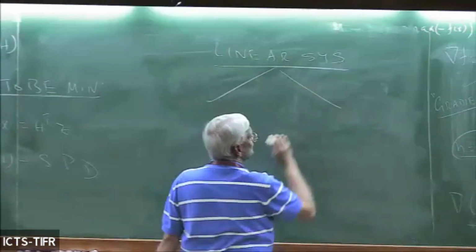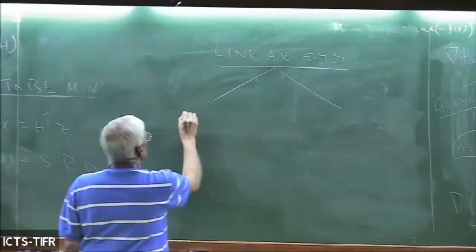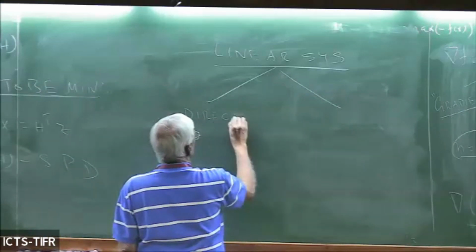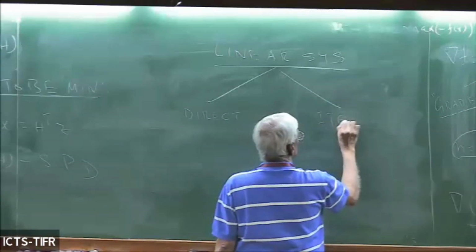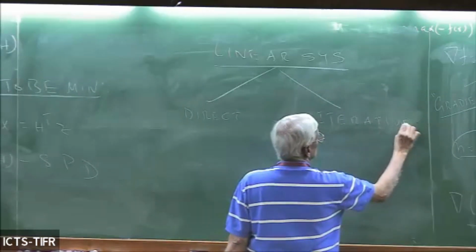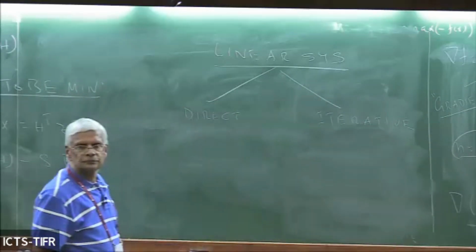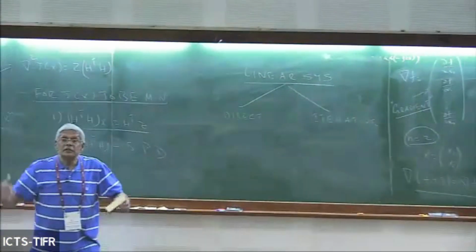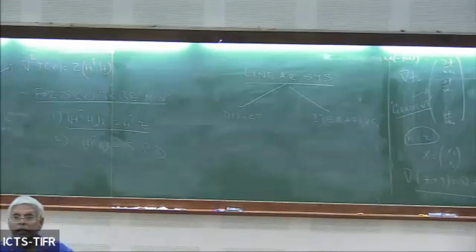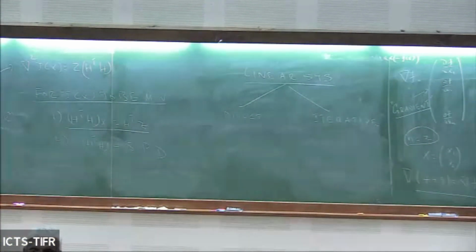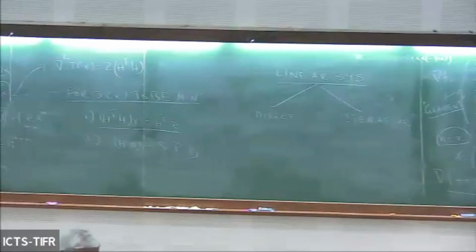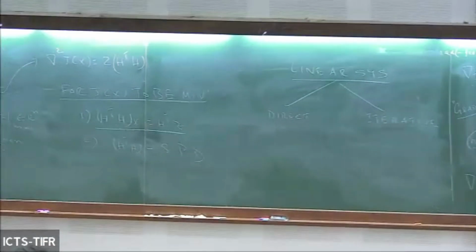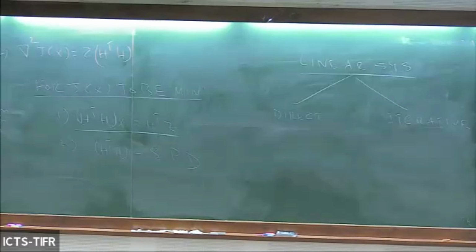There are two classes of methods for solving linear systems. One is called the direct method. Another is called iterative method. I'm talking about methods of solving this. That's non-trivial. The ultimate computational burden in data assimilation comes in at this stage. I have to compute the optimal solution. The optimal solution is obtained by solving a linear system if I use this approach.